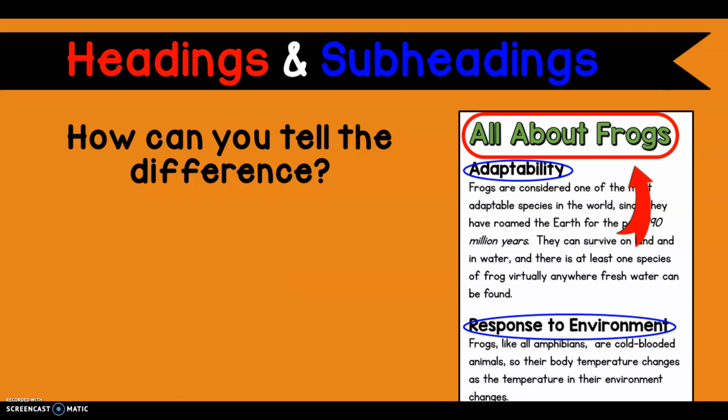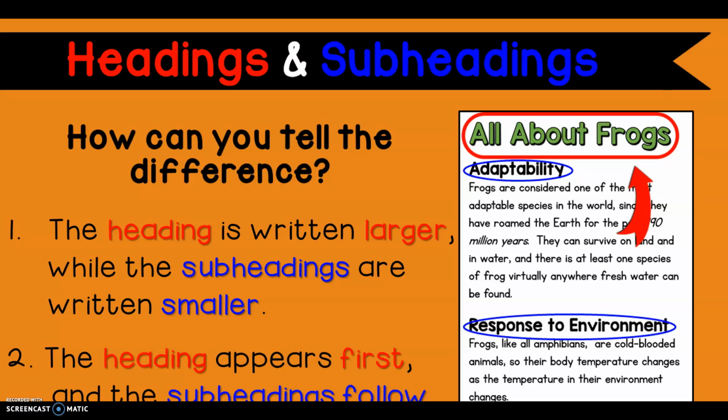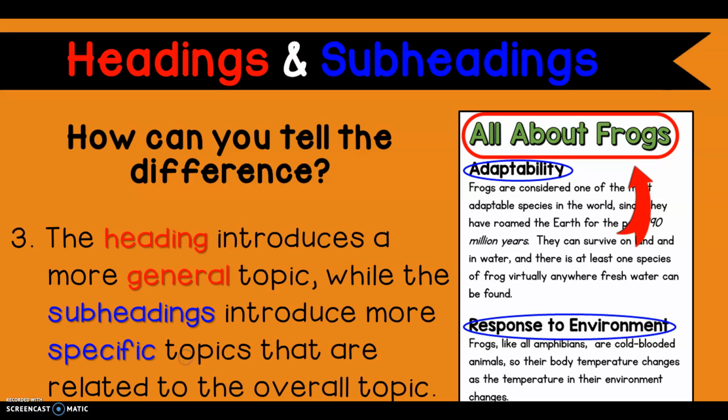So how can you tell the difference between headings and subheadings? Your headings are typically going to be a larger font size. They might be a different color. Your subheadings are going to be smaller, and you're going to be able to differentiate between the two, right? Heading is going to appear first. Your subheadings are going to follow. Your heading is going to introduce a more broad or general topic, while your subheadings are more specific to the overall topic.